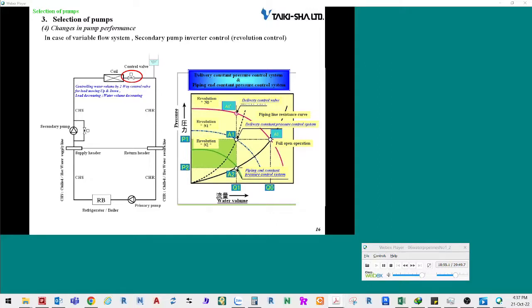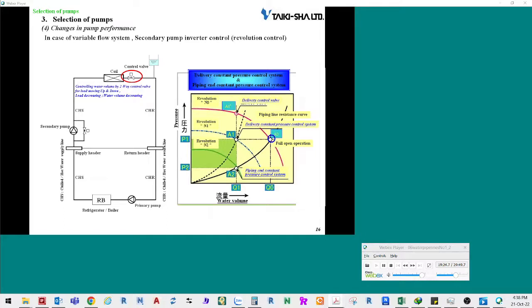Different from the constant flow system with the three-way valve, the pump operating point of the two-way valve variable flow system varies along with changes in the quantity of water. Referring to the performance curves in the chart on the right side, the valve is fully opened at the peak load with a flow rate of Q0 and a pressure of P1. So the operating point is at point A0.